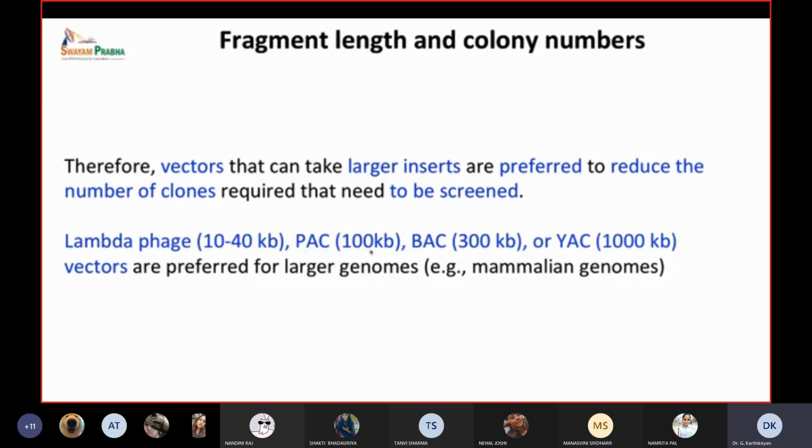It can take anywhere between 100 to 150 kb fragments, or you can use bacterial artificial chromosomes, which will take about 300 kb fragments, or yeast artificial chromosomes, which we have talked about before, which can take anywhere up to 1,000 kb or even more. So these vectors are preferred to make the genomic DNA libraries. And as the genome size increases, you want to use a vector that can take much larger fragments.